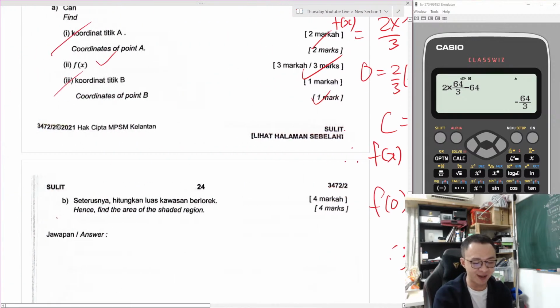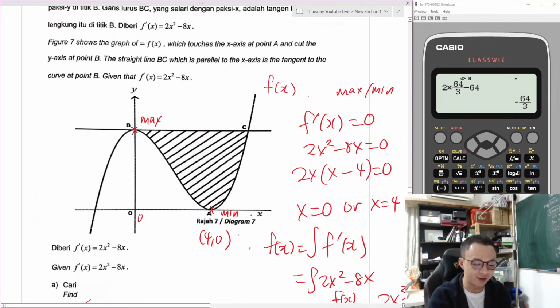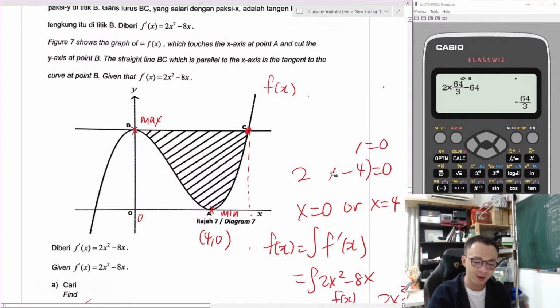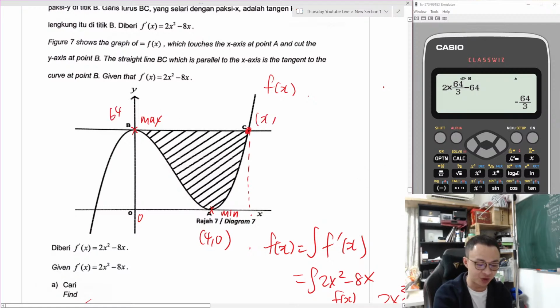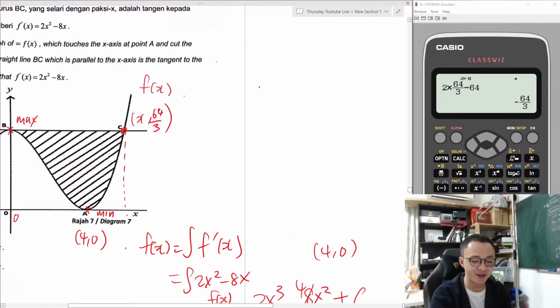So another 4 marks is, hence, find the area of the shaded region. In order to find the area of the shaded region, I need to find the coordinate C here, because I need to use a rectangle minus something. At the coordinate C, the x value I do not know. I know the y value is 64 over 3. So what I will do is sub this one into my f(x) equation.